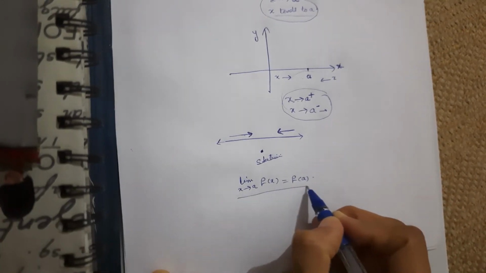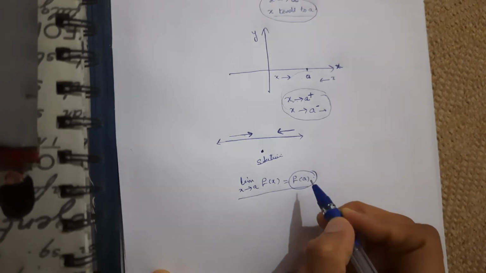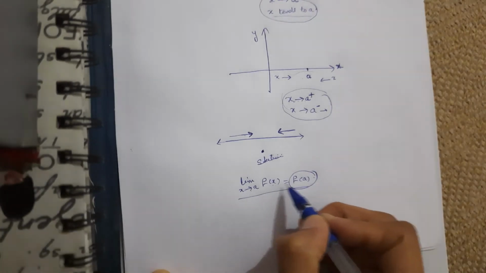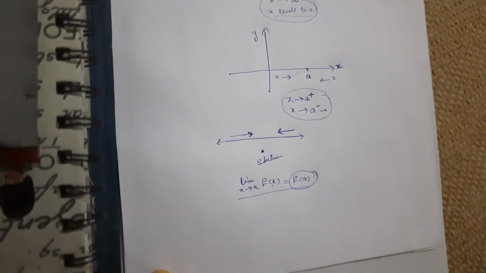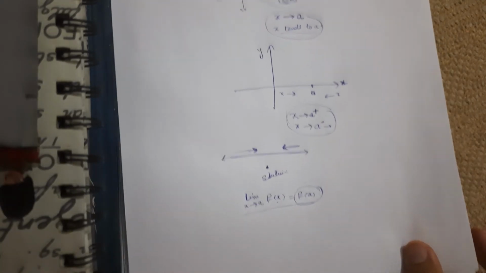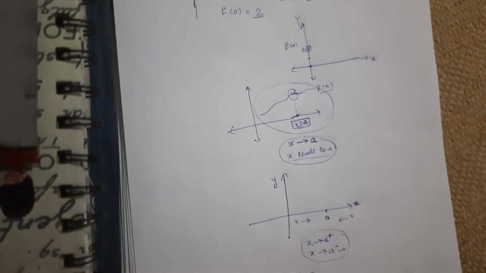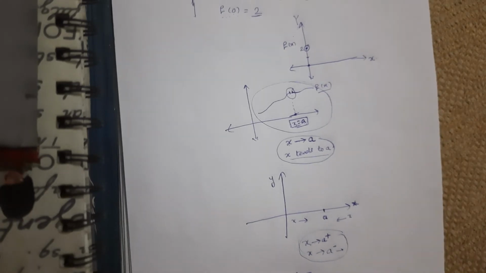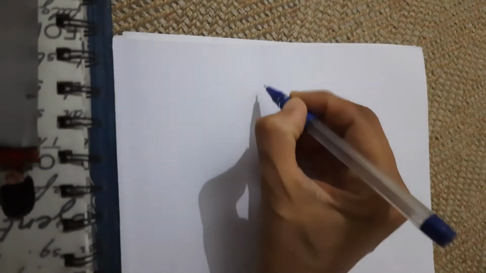If this exists, then this f of A is called the limiting value of f of x. Now in the mathematical definition, the condition that this limiting value exists is... so in mathematics I will explain this with the help of a plot.